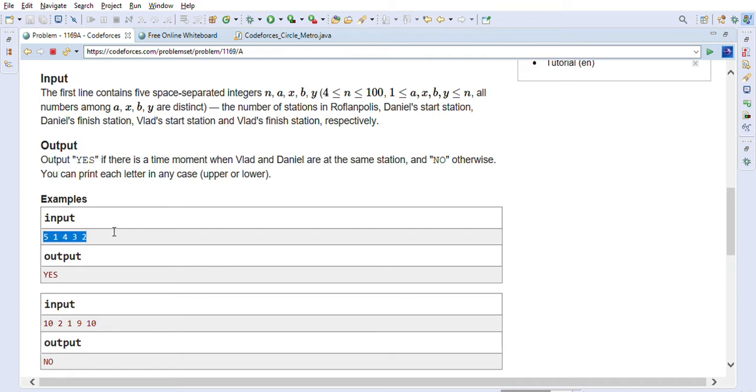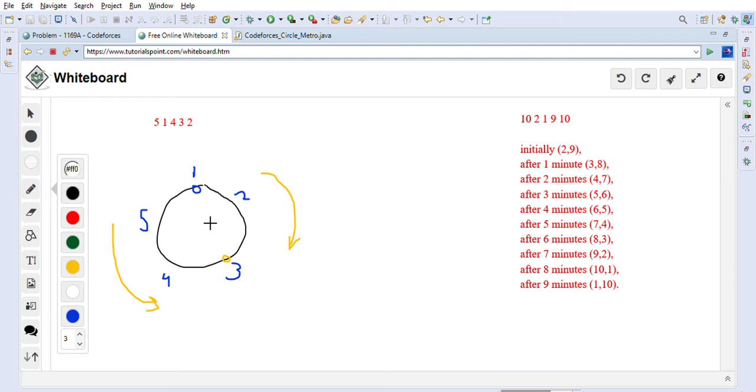So let's take this example on the whiteboard so we will understand better. As you can see, the first person, Daniel, is boarding at station 1, right? So he is boarding the train here at station 1, and the second person is boarding at station 3. So the second person, Vlad, is boarding here, right? So Daniel's train is going in this direction, right?